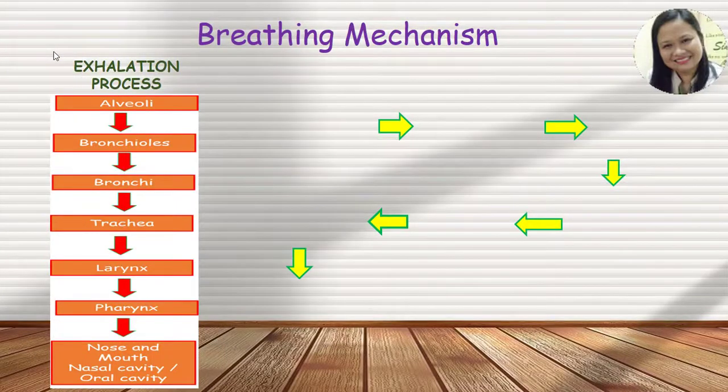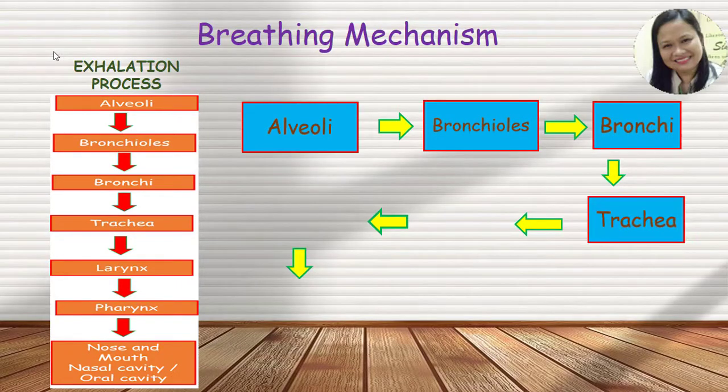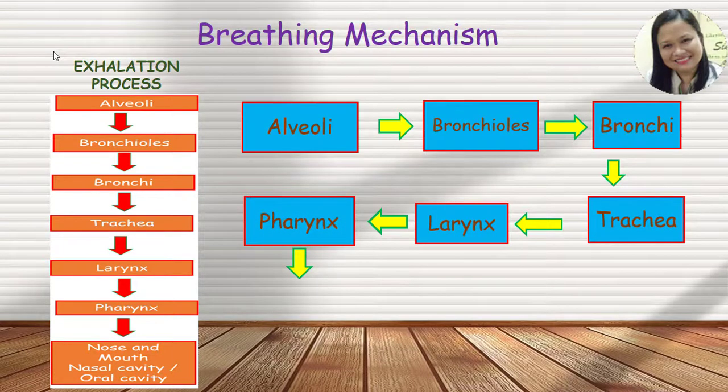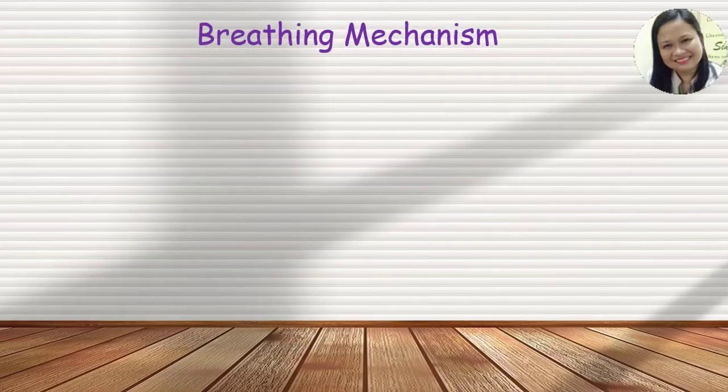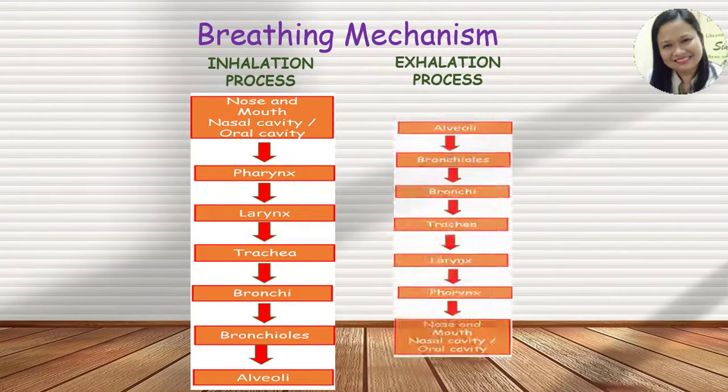While in the exhalation process, from the alveoli, the air will pass through the bronchioles, bronchi, trachea, larynx, pharynx, and finally your nose and mouth. So you can say in the breathing mechanism that the inhalation process is the opposite of the exhalation process.